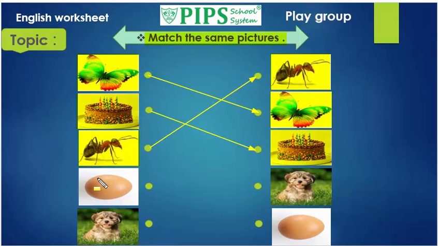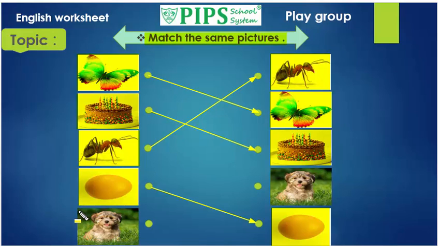The next picture is egg. This is an egg. Let's see where is the second picture of egg which is similar to it. Here is the second picture of egg. Now we will match the egg with the same picture like this.